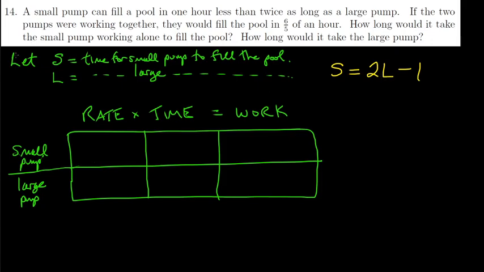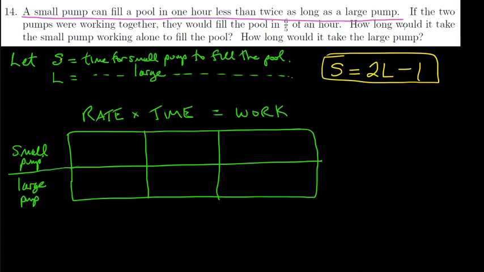Okay? So we really don't need 2 variables here. We don't need an S and an L. Once you know L, you can find S by using this equation here. So that's what the first statement says, that S and L are related, and the amount of time it takes for the small pump is not twice as long as the large pump. It's 1 hour less than that. So it's 2L minus 1. Okay, so that should help.